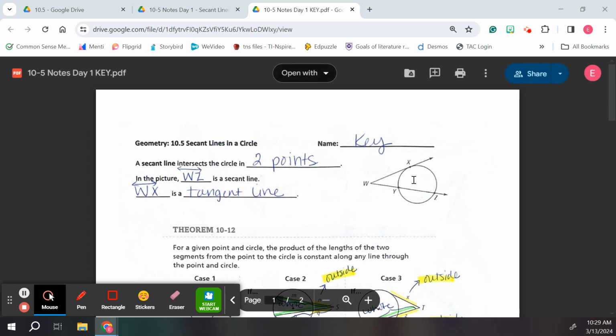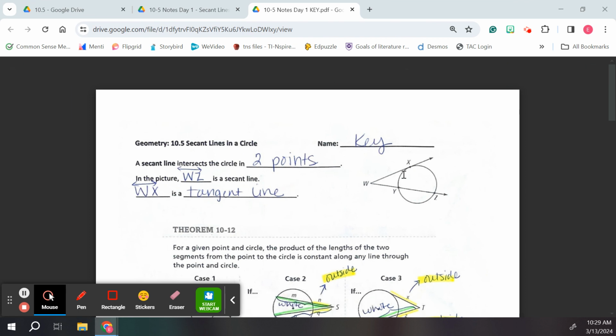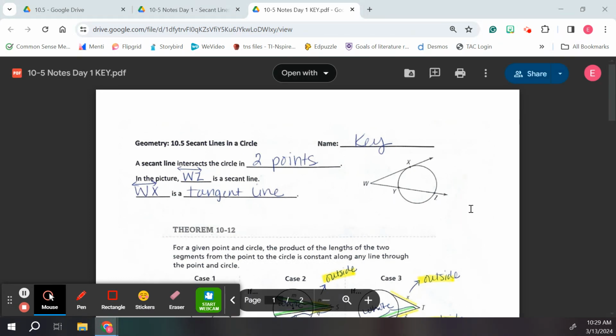WX would be the tangent line. You guys see the difference there? Because this is intersecting at 1 point, and this is intersecting at 2 points through the circle.